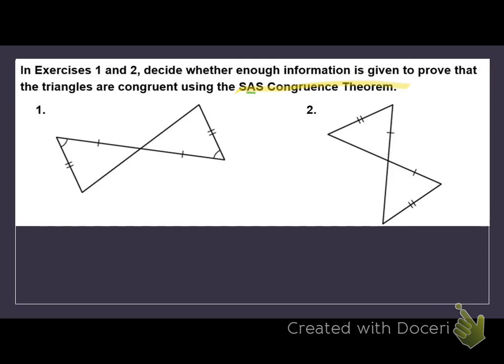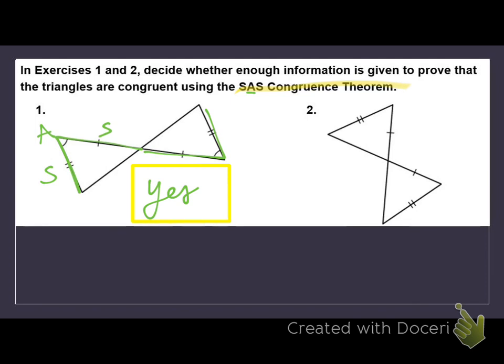Where does the angle need to be to have side angle side? In between them. So in the first, we have 2 sides and an angle. Is this angle in between the 2 sides? Yes. On both triangles, it is a yes. So this is side angle side. So it just says, is it side angle side? So yes. Decide whether there's enough information to have side angle side.